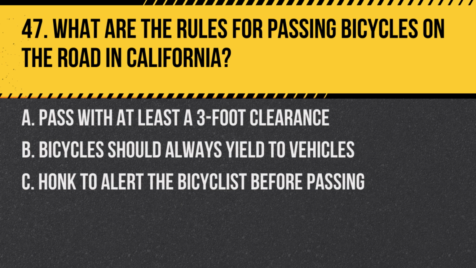Question 47. What are the rules for passing bicycles on the road in California? A. Pass with at least a 3-foot clearance. B. Bicycles should always yield to vehicles. C. Honk to alert the bicyclist before passing. Answer. A. Pass with at least a 3-foot clearance. When passing bicycles, maintain a safe distance of at least 3 feet to ensure the safety of the bicyclist.